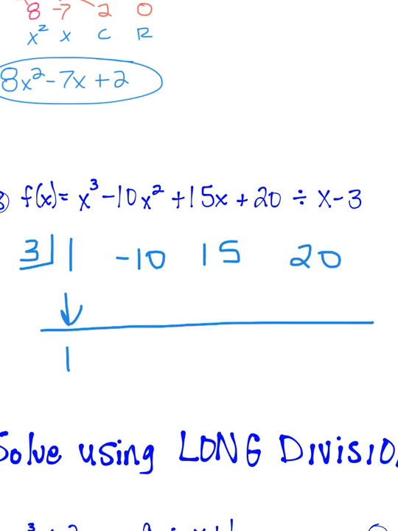Say it was x cubed plus 15x. There wasn't anything for x squared, you'd have to put a 0. So if there's a gap, you just put a 0. If you don't, it'll make the answer all wrong. So multiply to the corner.